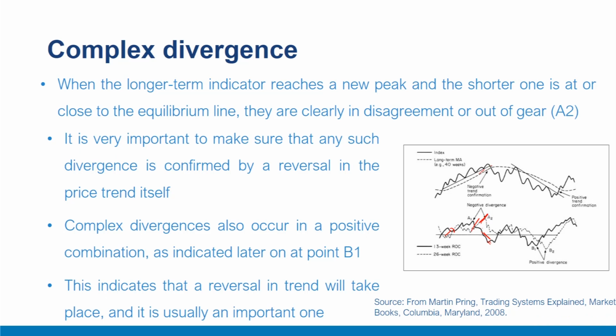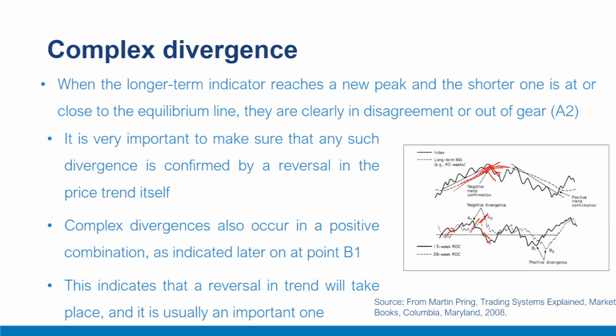And this is further confirmed by the trend line violation here, and also we can see the long-term EMA. There is a long-term dotted EMA plot, the 40-week EMA, which is crossed over by the index. So there is a number of evidence: violation of the trend line, the EMA crossover, and then a negative divergence that was set up between the long-term and short-term ROC. This normally, but not necessarily, indicates that a trend reversal may take place, a very important one. Even so, it is very important to make sure that such divergence is confirmed by a reversal in the price itself, as we can see here.